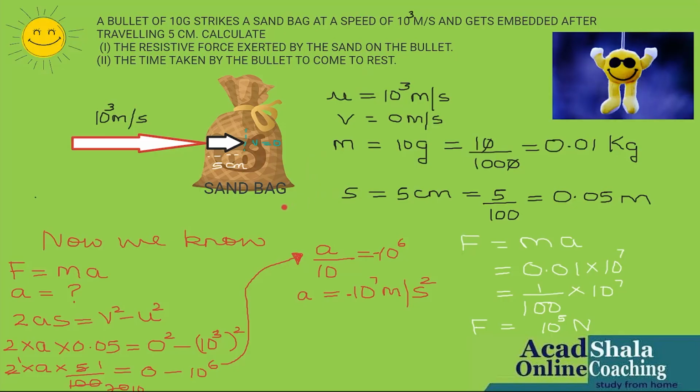The numerical says, a bullet of 10 gram strikes a sandbag at a speed of 10 to the power 3 meter per second and gets embedded after traveling 5 centimeter. Calculate the resistive force exerted by the sand on the bullet. Second part, the time taken by the bullet to come to rest.